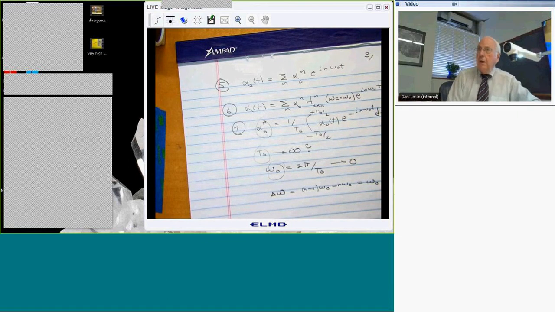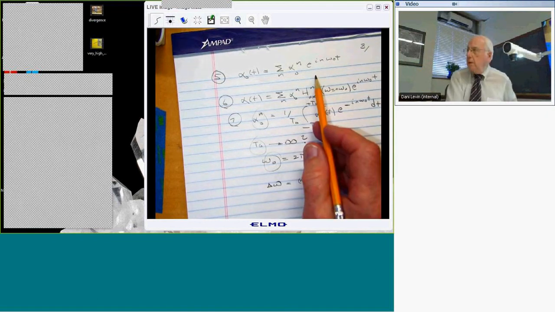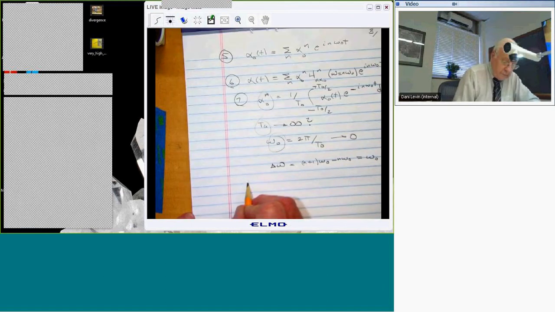So when omega naught goes to 0, the frequency interval between two adjacent frequencies is getting smaller and smaller. That means in this limit, the entire frequency spectrum is continuous. It's no longer discrete in this limit, right? That's why this sum is going to become an integral. So let's now consider equation 5 again.